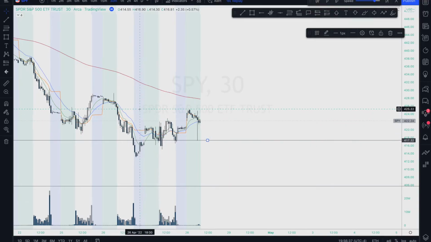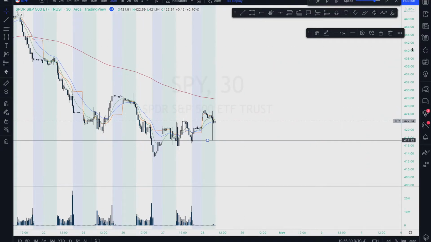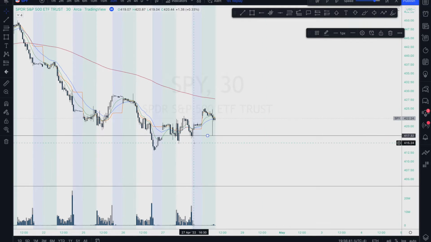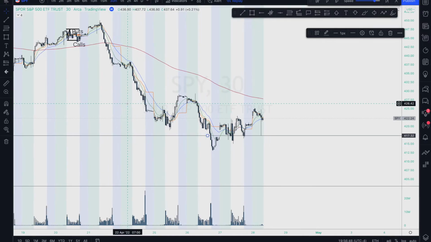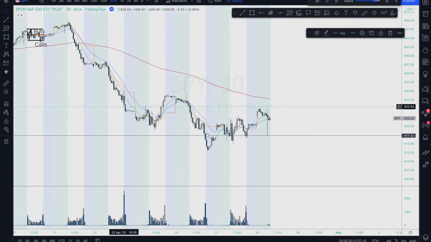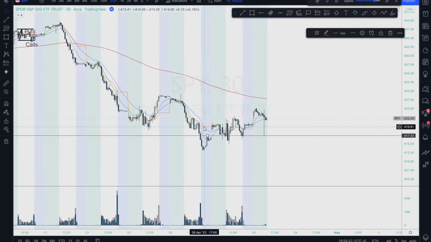Alright guys, I just want to start this off. We're looking at a 30-minute chart. This is SPY. I've taken it back to Wednesday pre-market going into Thursday afternoon. And what I like to do on the 30-minute chart is just get market structure.